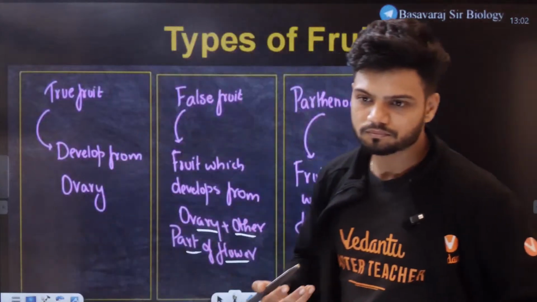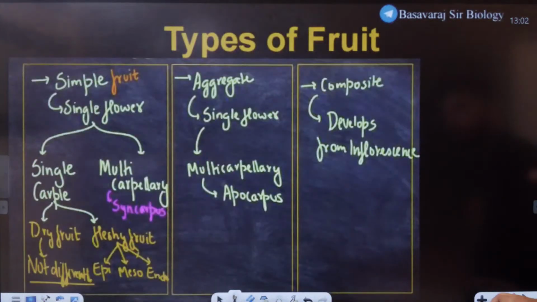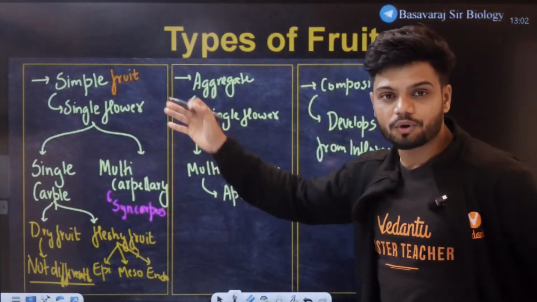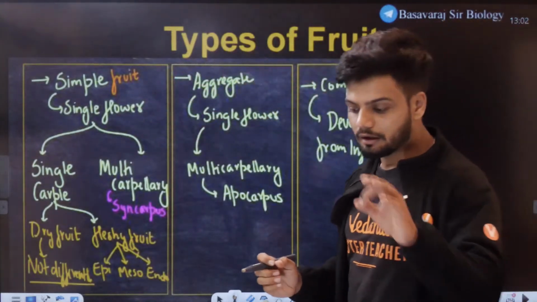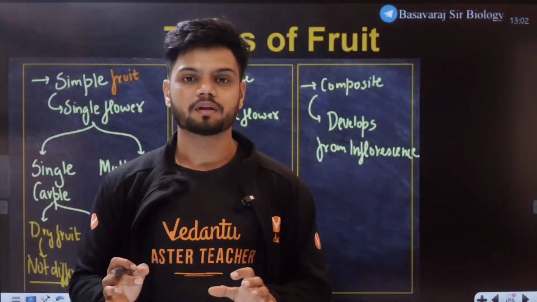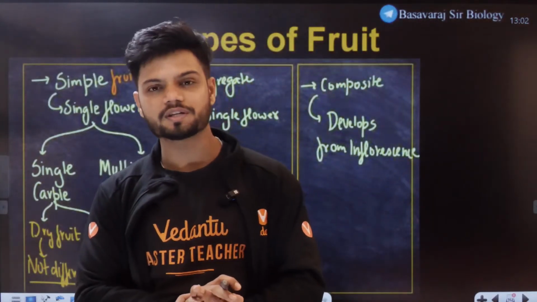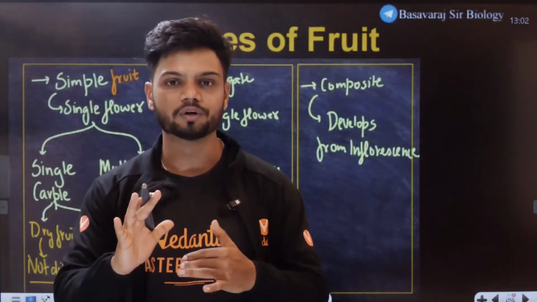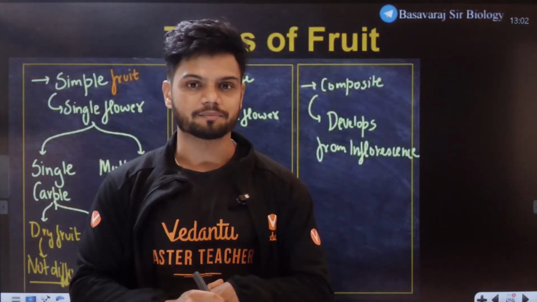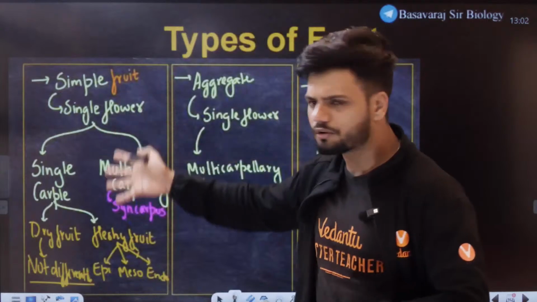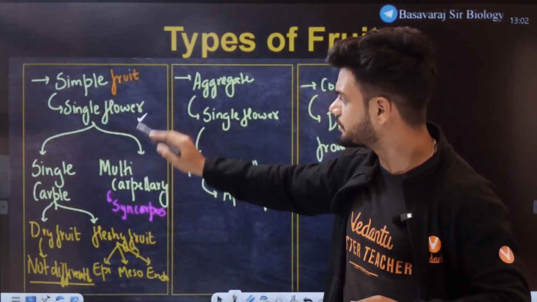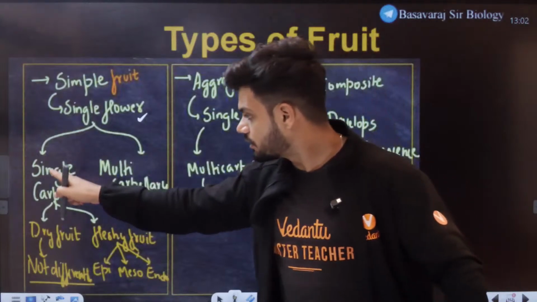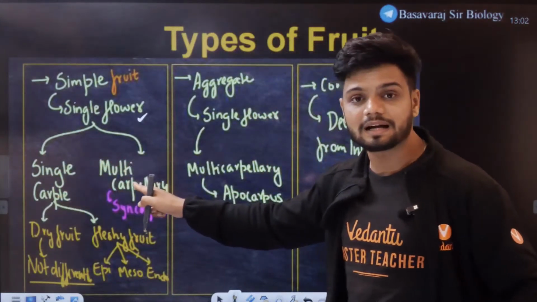Now, there are three more types of fruit: simple fruit, aggregate fruit, and composite fruit. Students, are you ready today to learn something new? In my class, you will always learn something new. Simple fruit is given in your syllabus. Very simple. Simple fruit will develop from a single flower. It can have a single carpel or multiple carpels.